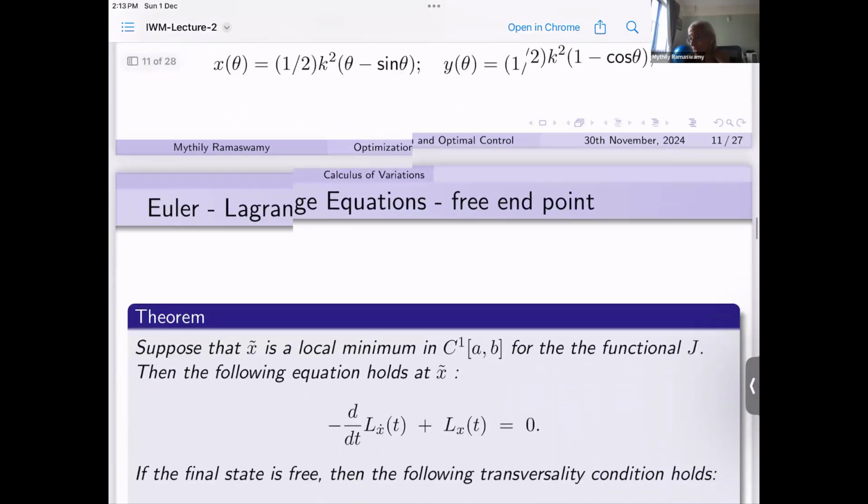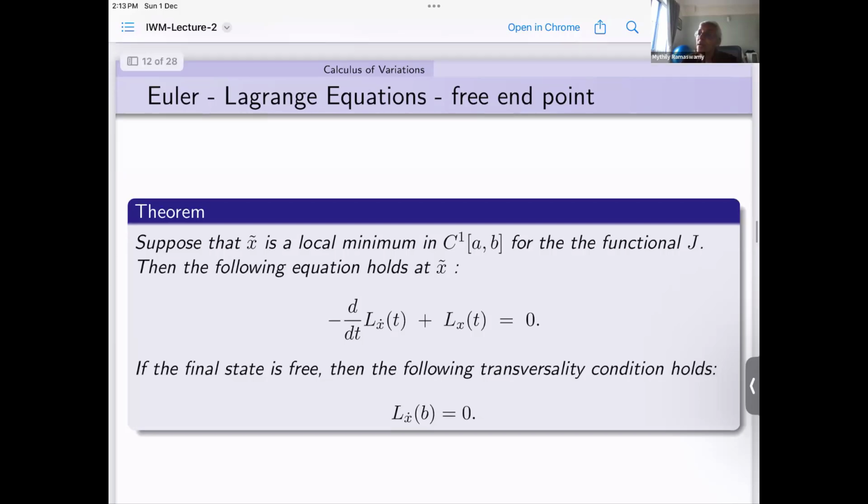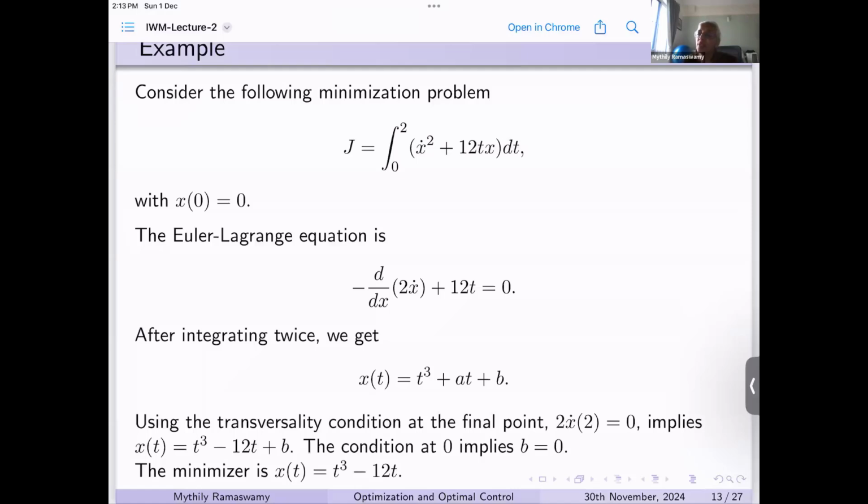And so now I mentioned that, suppose one endpoint is free, then you will have to evaluate the derivative of L with respect to the third argument, x dot, evaluated at that endpoint B. Otherwise, if the initial state is free, then you will have to evaluate L x dot at A, etc. So I gave an example, the same example with only the initial condition. So the terminal point is free, and that will lead to the condition L x dot at T equal to 0. That helps you to solve the problem, and we find the minimizer.